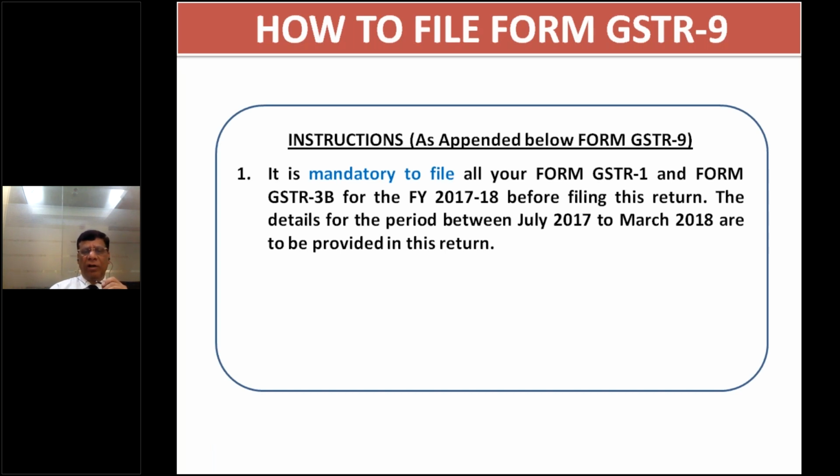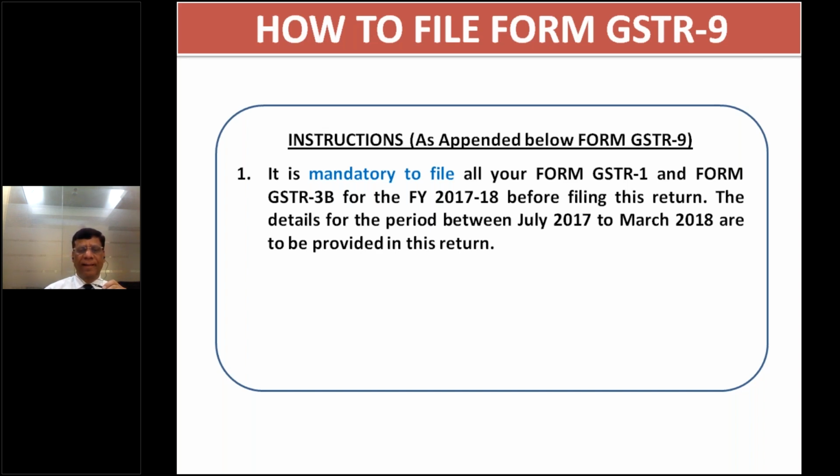Before we embark on filling up the second part of this form, where we have to fill up the details of outward supplies, taxable as well as exempted, let us first discuss below some general instructions in relation to the entire Form 9. It says in the first instruction that it is mandatory to file all your Form GSTR 1 and Form GSTR 3B for the financial year 2017-18 before filing this return. The details for the period between July 2017 to March 2018 are to be provided in this return.